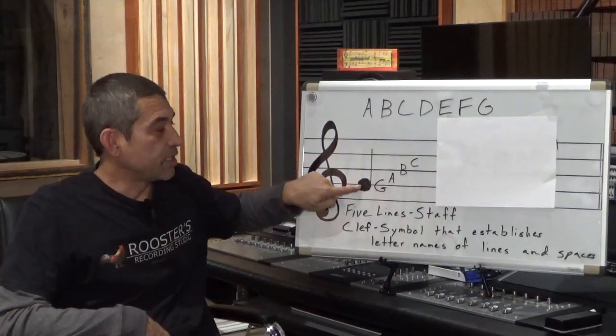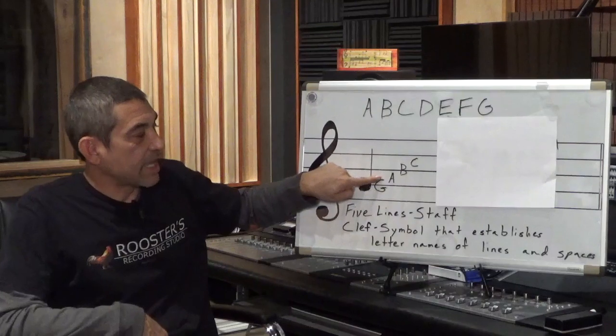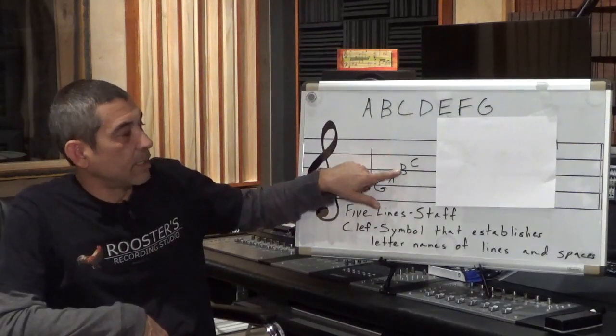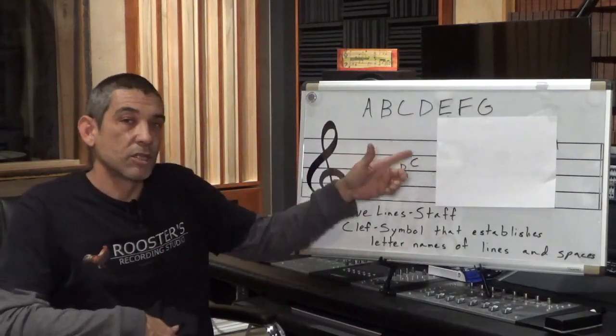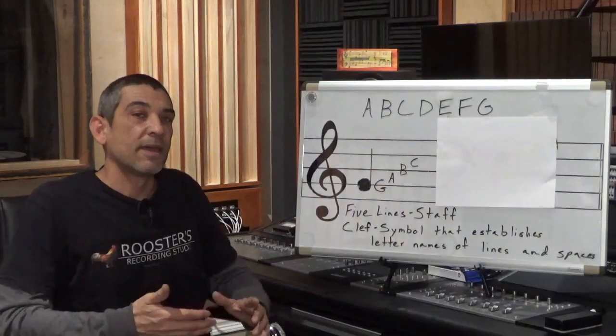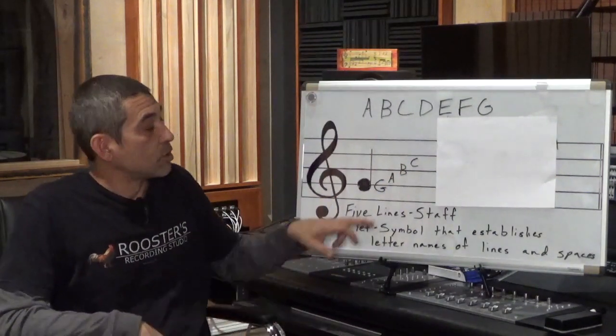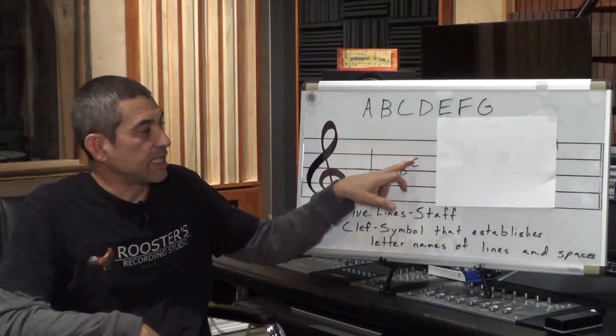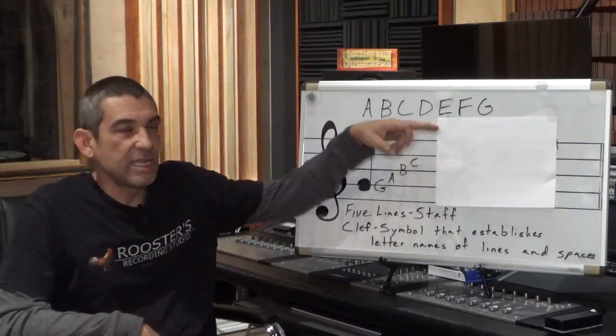So this note is G, the next space is A, the next line is B, the next space is C, and so on. And once you get to F, it just repeats itself. So G, A, B, C, D, E, F, G, A, B, C, D, E, F, and so on.